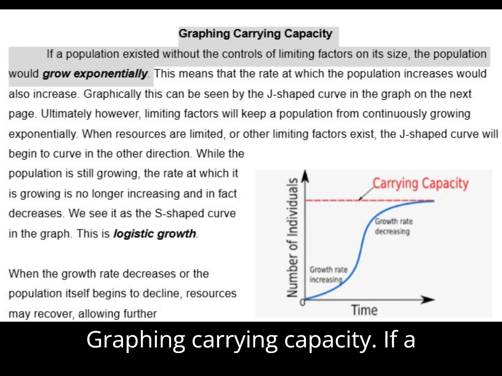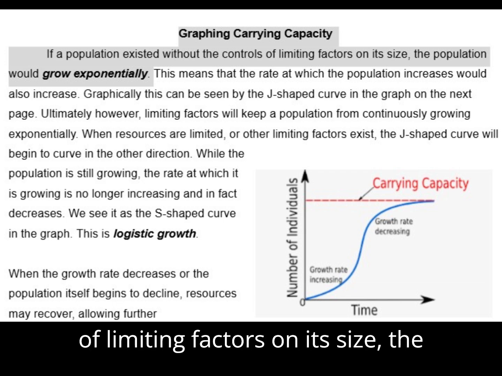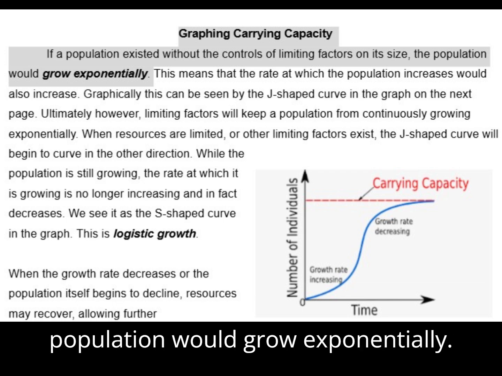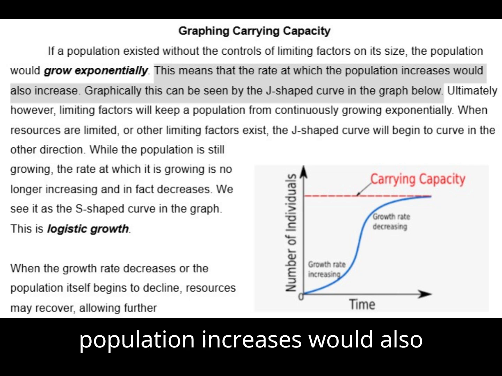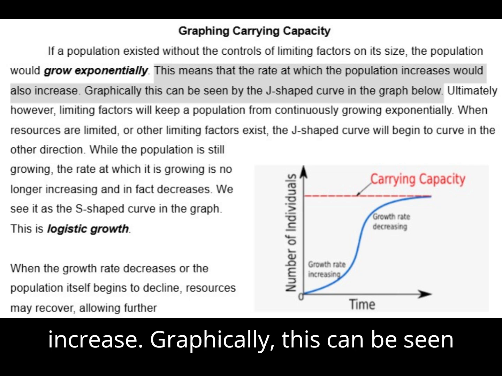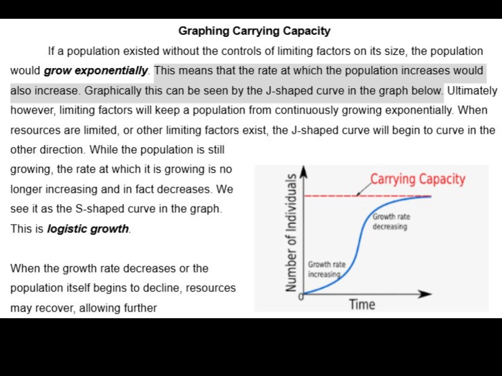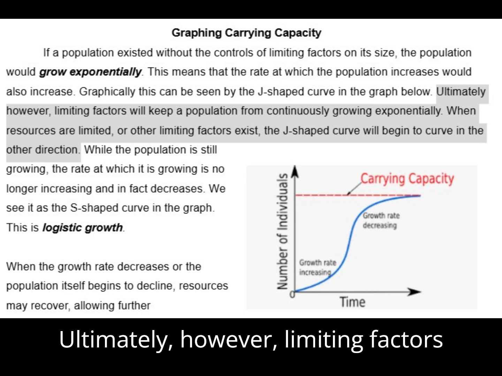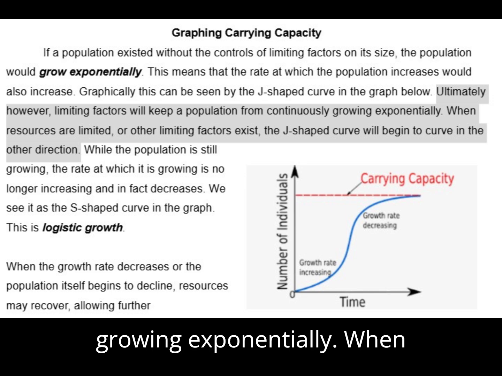Graphing carrying capacity. If a population existed without the controls of limiting factors on its size, the population would grow exponentially. This means that the rate at which the population increases would also increase. Graphically, this can be seen by the J-shaped curve in the graph below. Ultimately, however, limiting factors will keep a population from continuously growing exponentially.